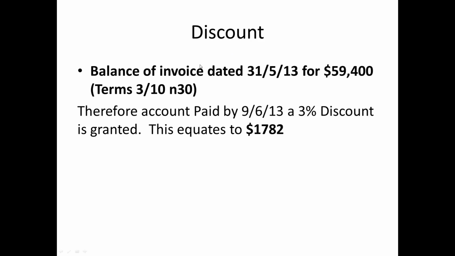So let's look at the discount. The total of the invoice was $59,400. Therefore they're entitled to a 3% discount if they pay before the 9th of the 6th. They've done that. What is 3% of $59,400? Well, if you put $59,400 in your calculator, then multiply that by 0.03, you will come up with $1,782.